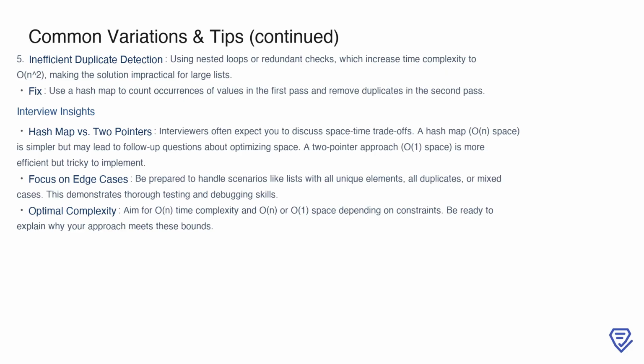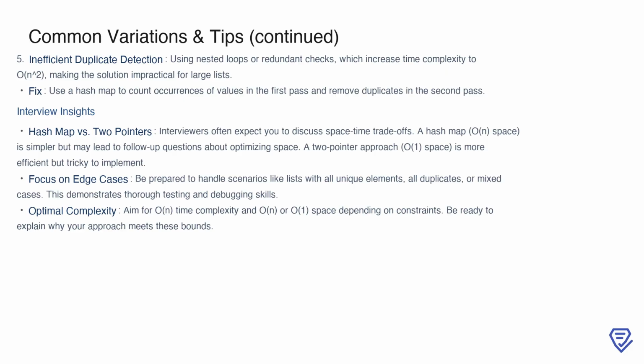Now, during interviews, you may be asked to compare the hash map approach with a two-pointer method. A hash map is simpler and achieves O(n) time with O(n) space but may lead to follow-up questions regarding space optimization. In contrast, the two-pointer approach uses O(1) space and is more efficient in terms of memory, though it can be challenging to implement correctly.